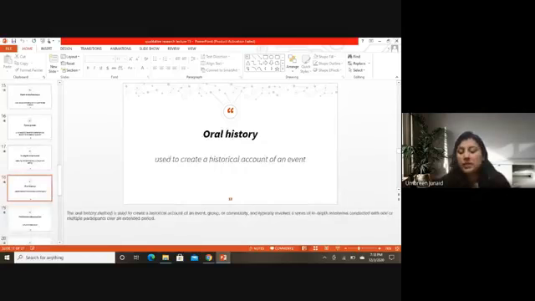Oral history, next method that is used is the oral history. Oral history is used to create a historical account of an event, of a group or community, and typically involves a series of in-depth interviews conducted with one or multiple participants over an extended period. Oral history, definitely by the word oral, what we get is something that is being told.